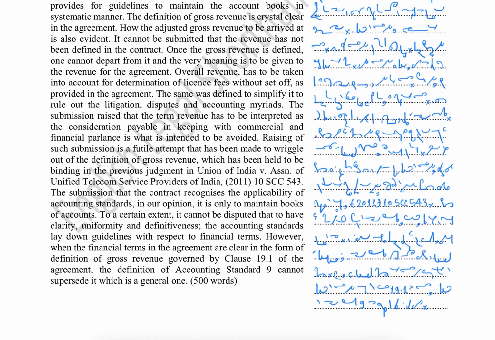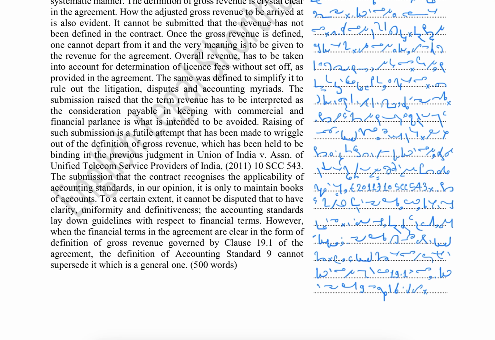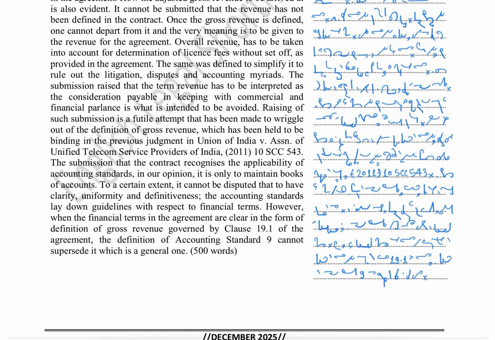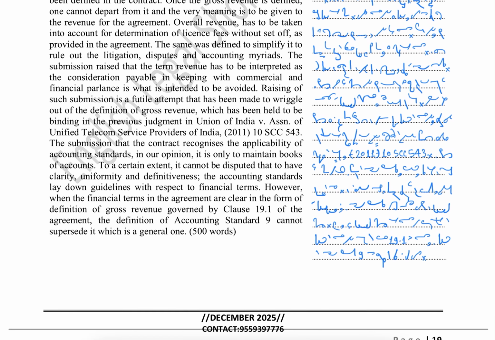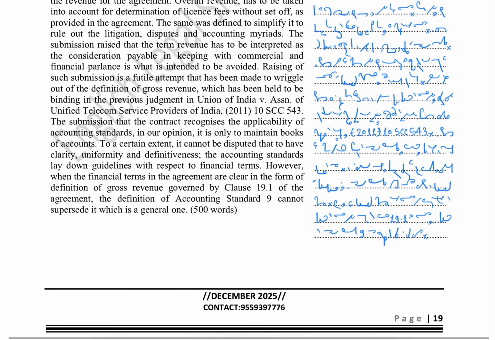Raising of such submission is a futile attempt that has been made to wriggle out of the definition of gross revenue, which has been held to be binding in the previous judgment in Union of India versus Association of Unified Telecom Service Providers of India (2011) 10 SCC 543. The submission that the contract recognizes the applicability of accounting standards, in our opinion, it is only to maintain books of accounts.